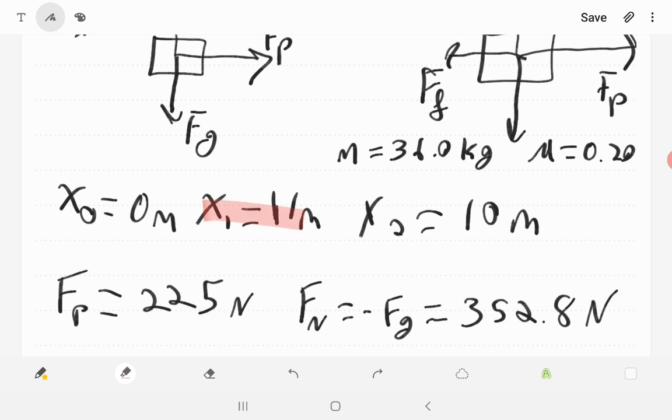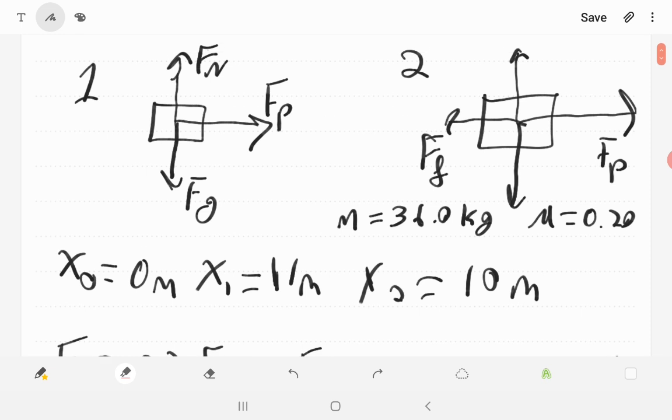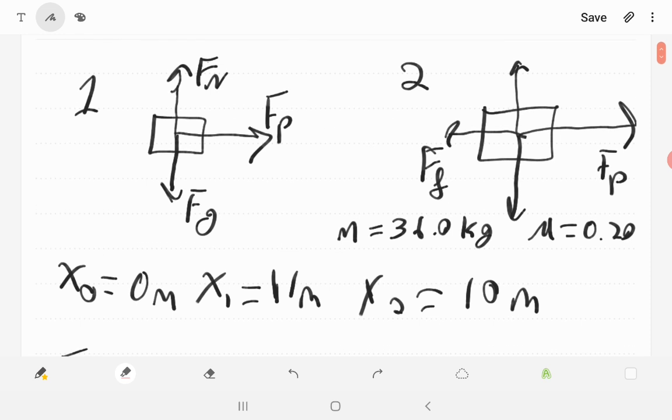The first 11 meters of that, there will be a frictional coefficient of 0. For the final 10 meters of that, there'll be a frictional coefficient of 0.2. And the final thing we are looking for is the speed of the box at this 21 meter mark.